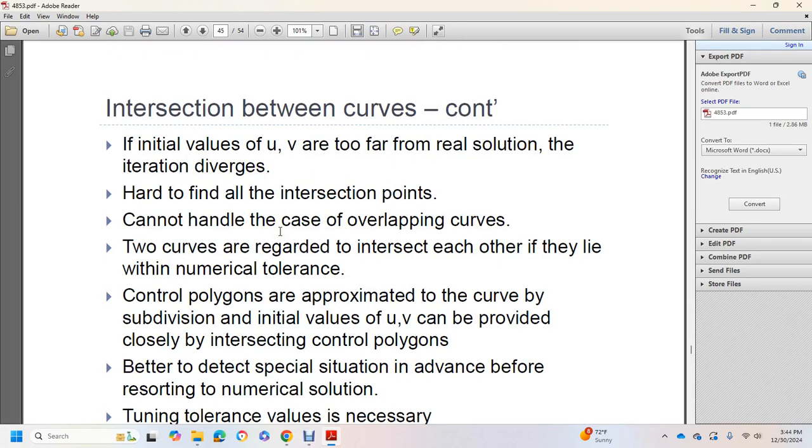Alright, for the intersection between curves, with initial values of u and v far from the real solution, the iteration may diverge and the solution is hard to find. Not all intersection points can be found. It cannot handle the case of overlapping curves, where the two curves are regarded as intersecting with each other and lie within numerical tolerances.